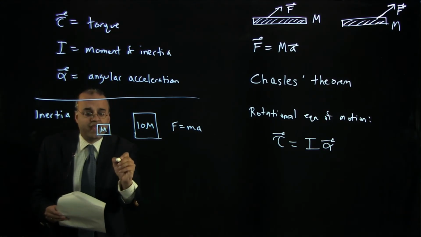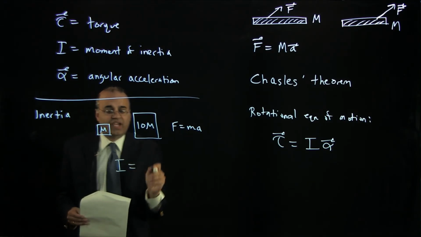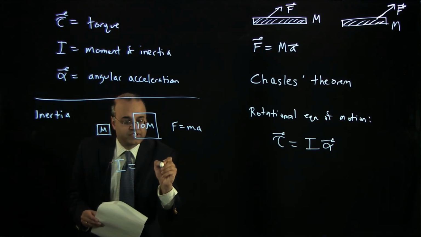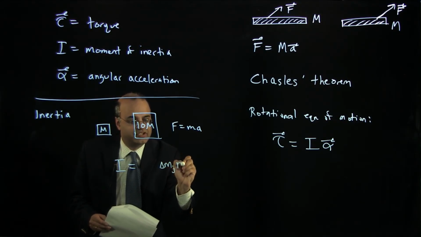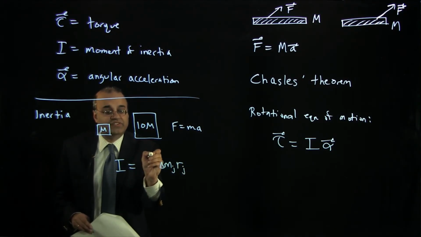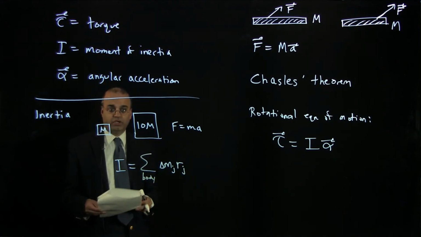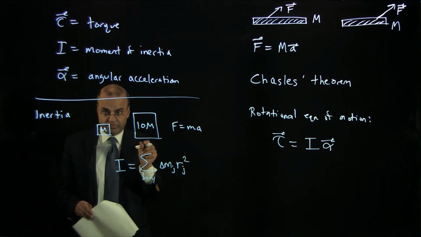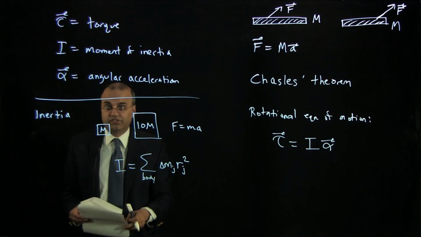But recall that our definition of moment of inertia for some rigid body is: if I break up the rigid body into a bunch of little pieces, and for each piece I take the product of the mass of that piece, delta m_j, times the perpendicular distance of that piece from the rotation axis, I'll call that r_j, and if I sum that over the entire body, that gives me my moment of inertia. Well, this is an r squared. So it's the mass of each element times the distance from the axis squared, delta m_j times r_j squared.